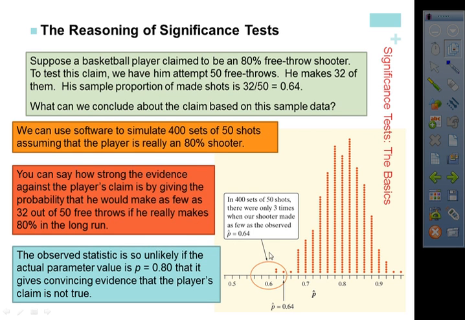All right, so remember it was only 3 out of 400 times we got the value we got, or something more extreme, given that this is actually the true proportion. So that means it's very unlikely that if he really could shoot 80% at the line, right here, this 80%, he could have gotten .64 or something worse when we took him down to the gym to do it.